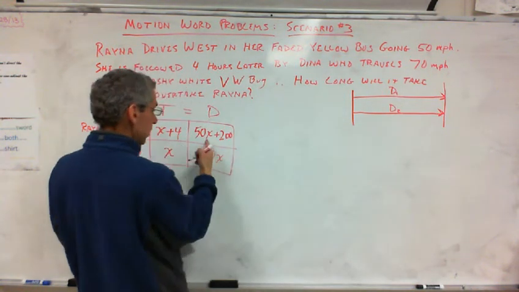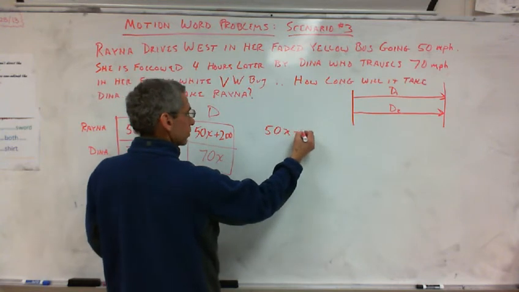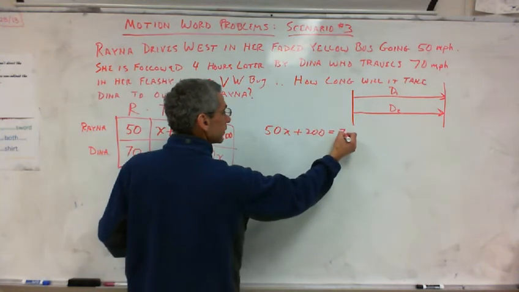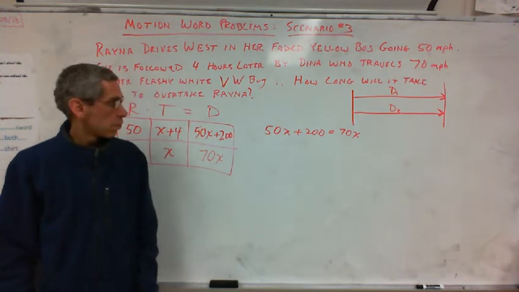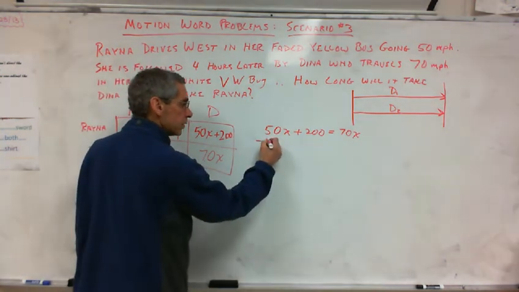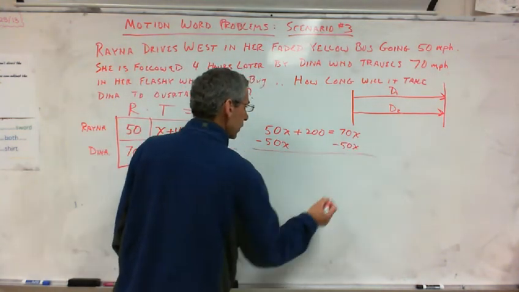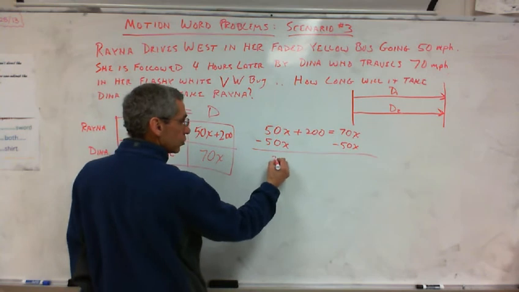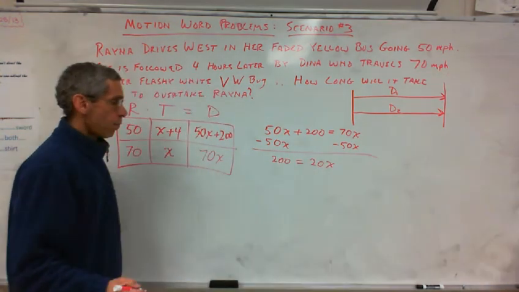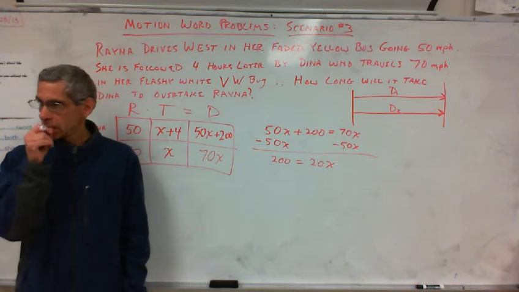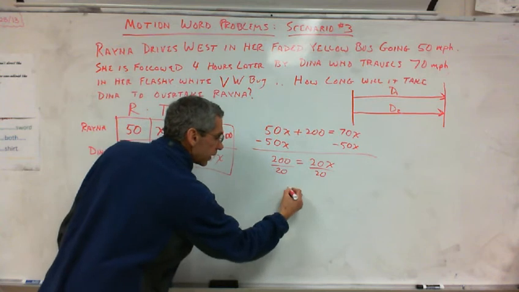So immediately you write this: 50x plus 200 is equal to 70x. So what would I do? Subtract 50x from both sides. All right, I'm going to subtract 50x from both sides. And then that means I've got 200 is equal to 20x. Now what would I do? Divide by 20. Divide by 20. And we have x is equal to 10.